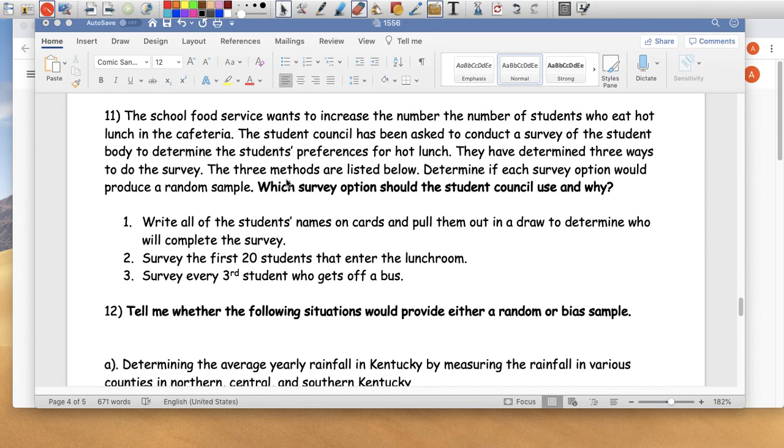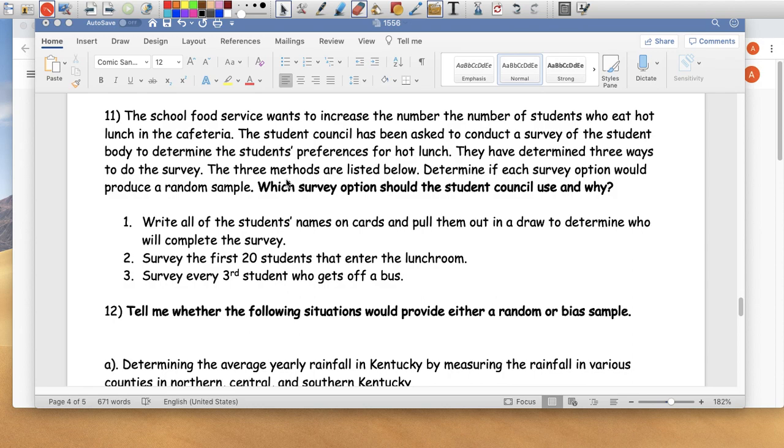11. Food School Service wants to increase the number of students who eat hot lunch. You want more people to eat hot lunch. So we're going to ask a survey to determine what you prefer for hot lunch. They determine 3 ways. 3 methods are listed below. Which one would produce a random sample? Which survey options should the student council use and why?